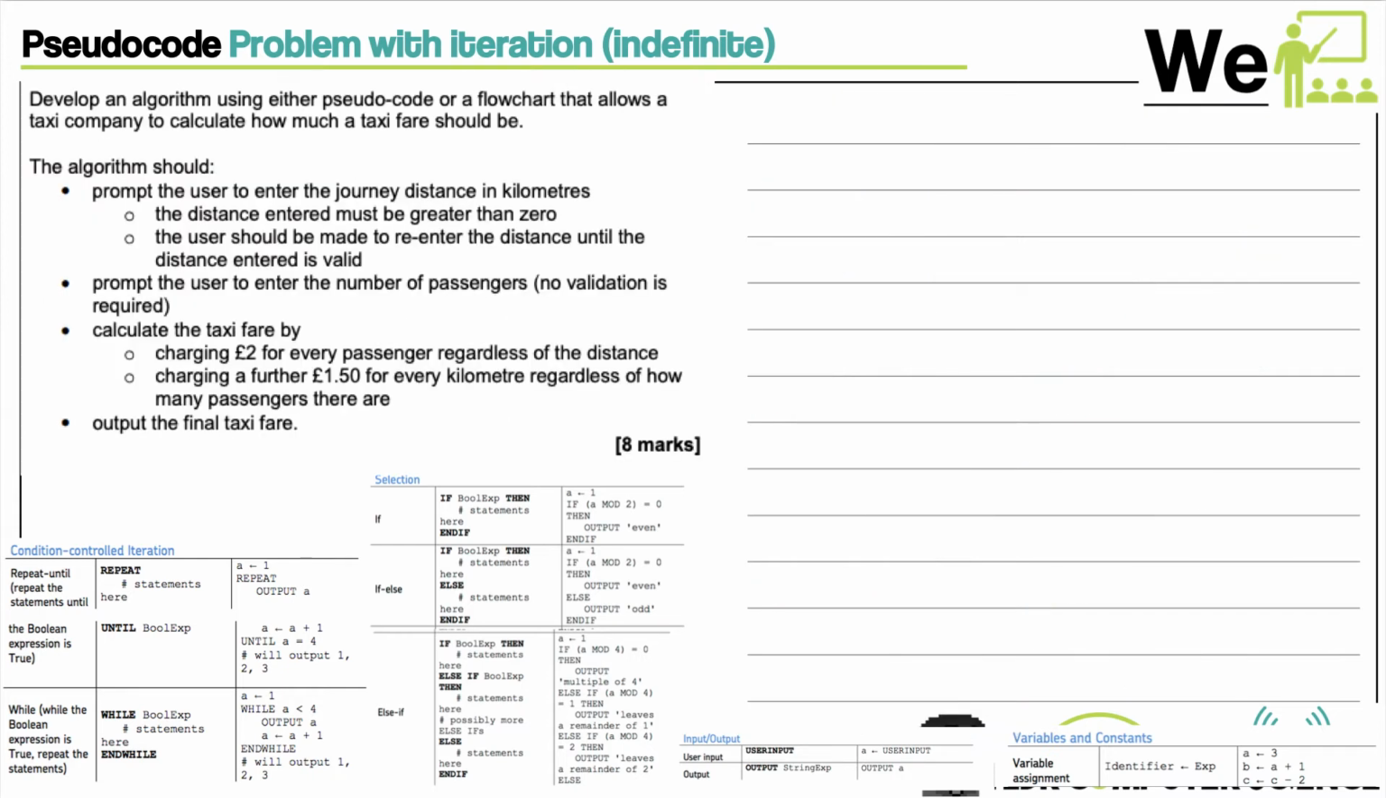Okay, another pseudocode problem, similar kind of idea again. You can see that these all have a certain theme. Hopefully I won't have to squeeze it as much as last time. It's an 8 marker rather than a 9 marker, but it'd be pretty similar, I would imagine. Develop an algorithm using flowchart or pseudocode. It's for a taxi company to calculate a fare.